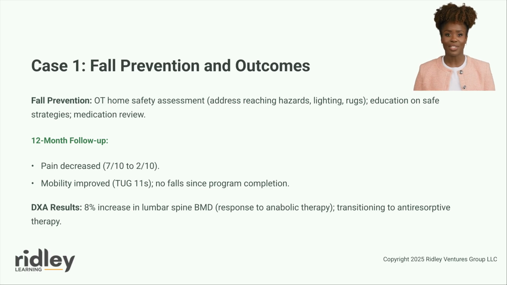Repeat DXA shows 8% increase in lumbar spine BMD, consistent with expected response to anabolic therapy. She is transitioning to anti-resorptive therapy to consolidate gains and maintain long-term fracture protection. Her quality of life and confidence in daily activities have improved substantially.